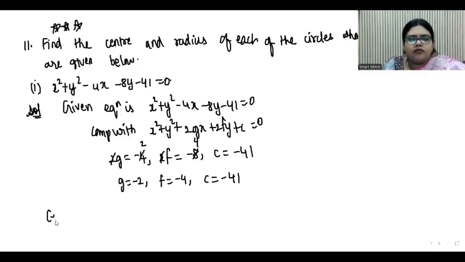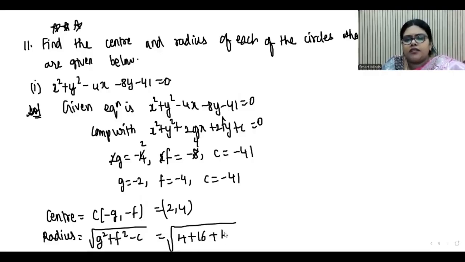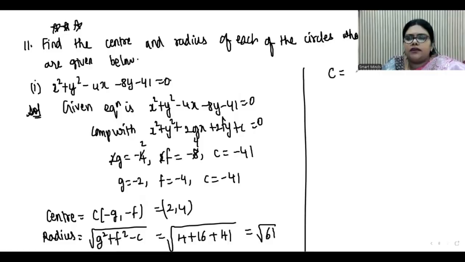So first we need to find out center. Center formula is minus g comma minus f. That is 2 comma 4. Now what is radius? Radius is found by this formula, root over g square plus f square minus c. That is root over 4 plus 16 minus of minus plus 41. That is root 61. So finally you can conclude center is 2 comma 4. Radius is root 61.